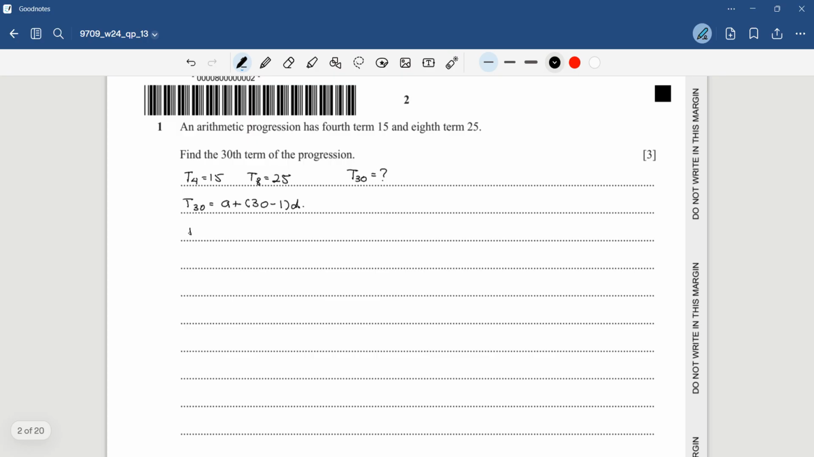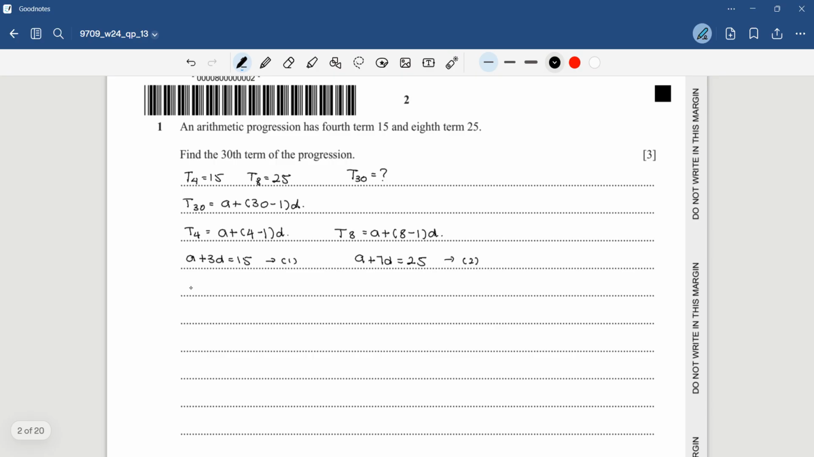So my T4, using the formula, is a plus (4 minus 1)d. Similarly, T8 will be a plus (8 minus 1)d. It is given T4 equals 15, so a plus 3d equals 15, and a plus 7d equals 25. So we have two unknowns, a and d, and two equations, so we solve these two equations.